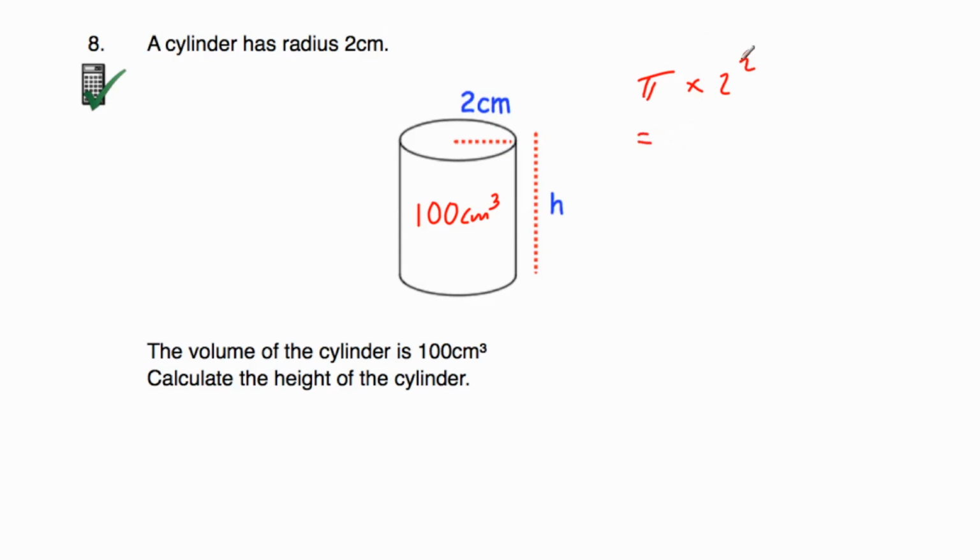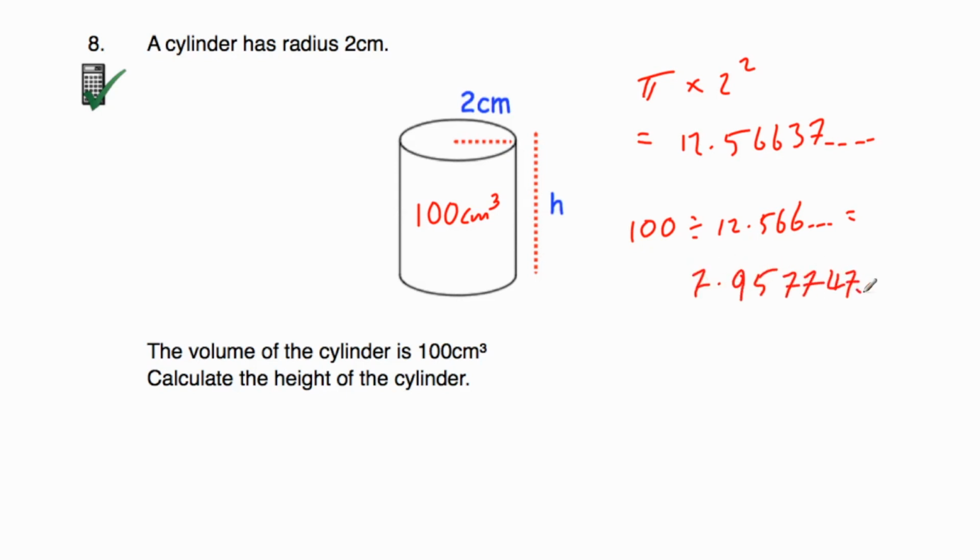So we're going to do 2 squared, which is 4, and times it by pi. So 4 times pi is equal to 4 pi. So we could leave it as 4 pi here, or 12.56637, and so on. Okay, so that's the area of the circle. Now normally we would then times that by the height to get the volume of 100. So if we divide the volume, the 100, by the area of the circle, 12.566 and so on, that would tell us the height of the cylinder. So I'm going to type in 100 divided by answer, and my answer would be 7.957747 and so on centimeters.